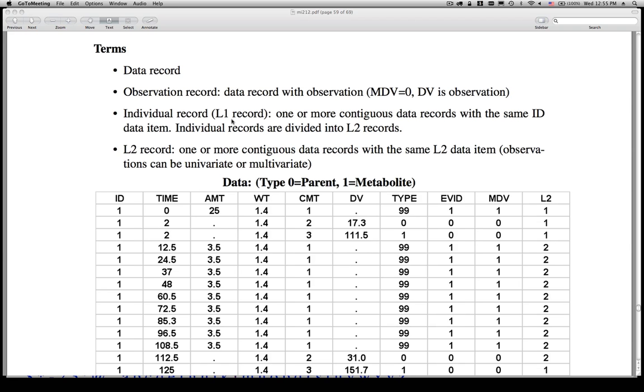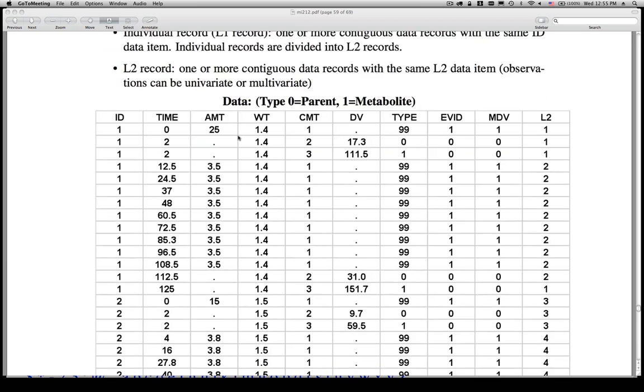It's within that L1 record, or the block of individual data records, that records are divided into L2 records, where the L2 record is one or more contiguous data records. Again, they've got to be contiguous with the same L2 data item value. So let's look at an example.